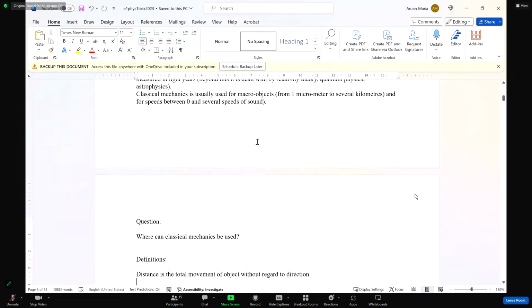Classical mechanics. When you answer where classical mechanics can be used, please say something like classical mechanics fails for big speeds, for small distances, and small masses. Yeah, something like that. Don't tell me that classical mechanics is used in engineering, in science. Please don't say that, because that's irrelevant.